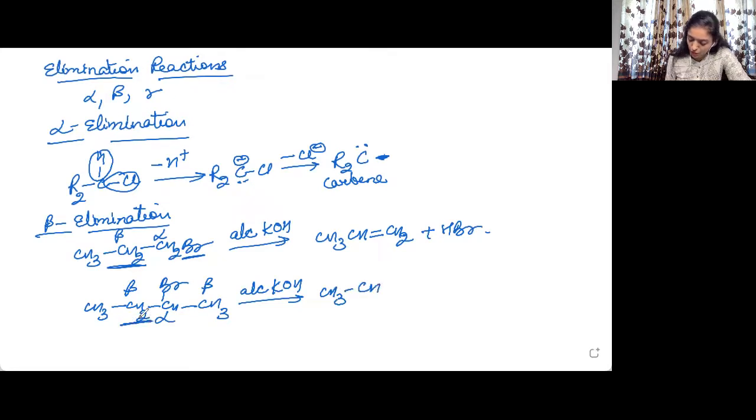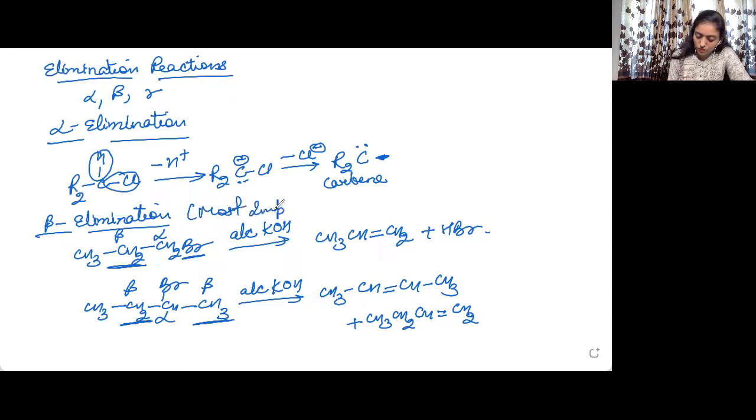CH3, if hydrogen is leaving from this position, then the product will be this one. And if this hydrogen is leaving, then the product will be CH3, CH2, CH double bond, CH2. So this is known as beta elimination. The 2 atoms or the groups of atoms which are leaving the molecule, they are at the adjacent positions. Okay, the next one, the most important elimination is this one. Beta elimination. It is very important. Okay, so let us now clear the screen and move into gamma elimination.